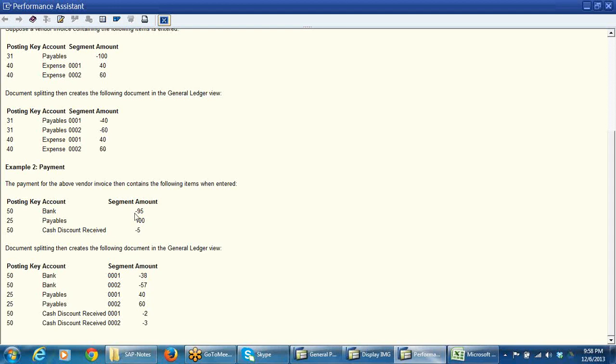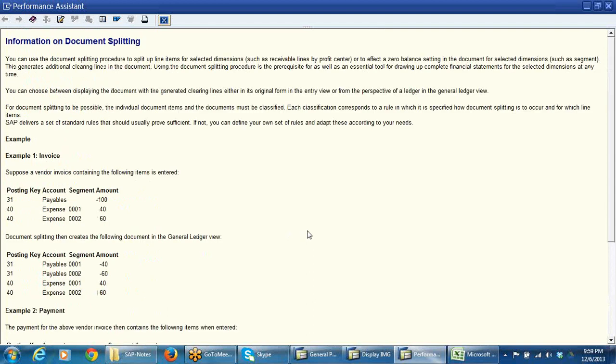Similarly, in case a discount is there, how should a discount document be split? Just go through it. A lot of information is given, so read it. You can use the document splitting procedure to split up the line items for the selected dimensions such as receivables lines by profit center, segment, whatever it may be. That is only for the purpose of preparing the segment-wise profit and loss account and balance sheet, and profit center-wise balance sheet, something like that. So read this.